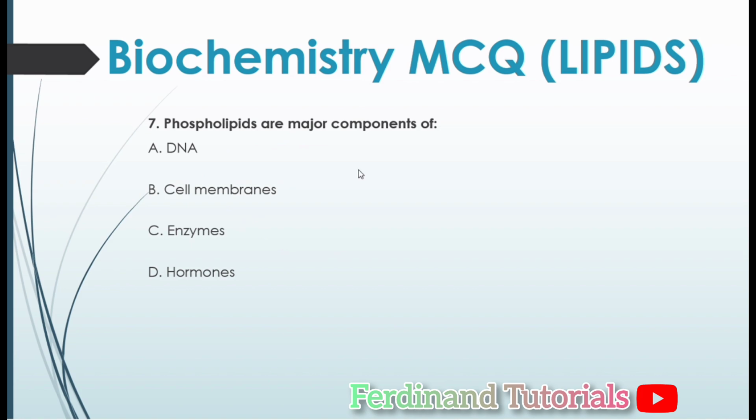Number 7, phospholipids are major components of A. DNA, B. Cell membrane, C. Enzyme, D. Hormones. The correct option here is what? Cell membrane. Phospholipids are major components of the cell membrane. You know what cell membranes are?